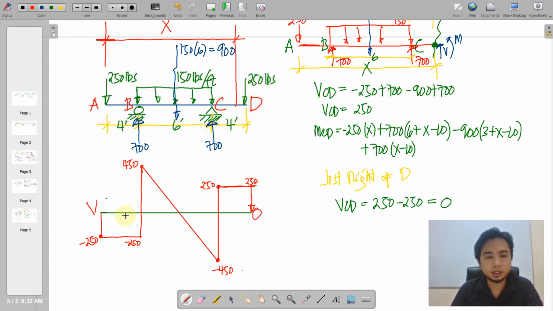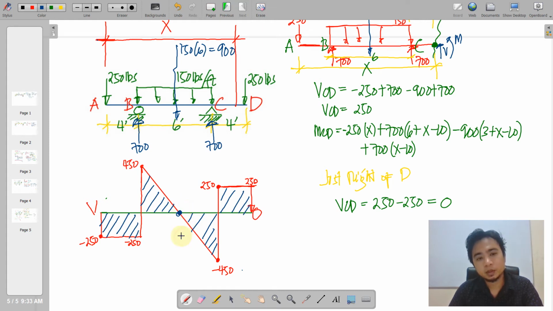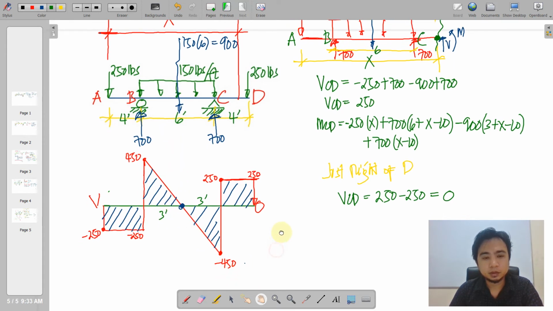So this is the shear diagram. We take note of this intersection of 0 and the curve of the shear diagram. Anyway, it is just a symmetrical figure, so therefore this distance is simply bisecting the middle, or we have half of 6, that is 3.